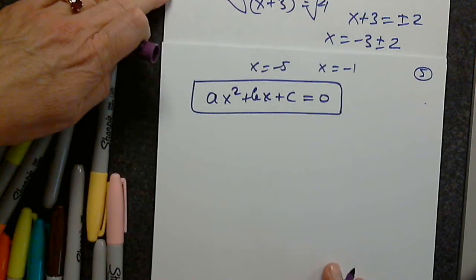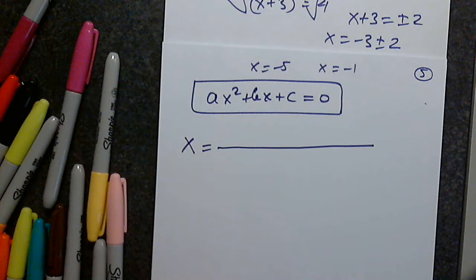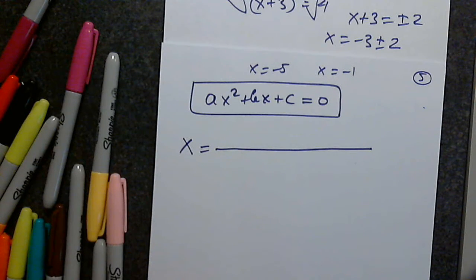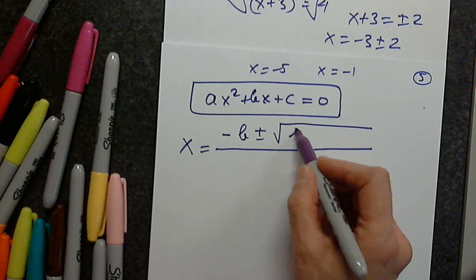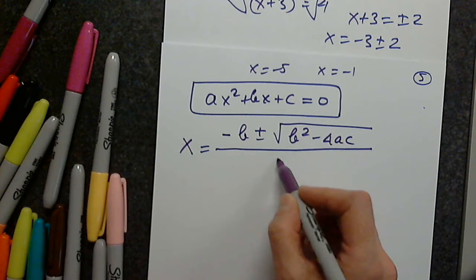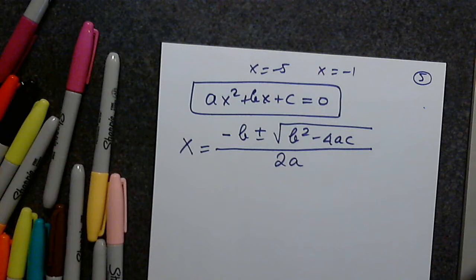Now, the quadratic formula works for any quadratic equation only, of course. And this is it: negative b plus or minus the square root of b squared minus 4ac, over 2a. We know this from high school, right? And from other math adventures. So let's take a look at one example.